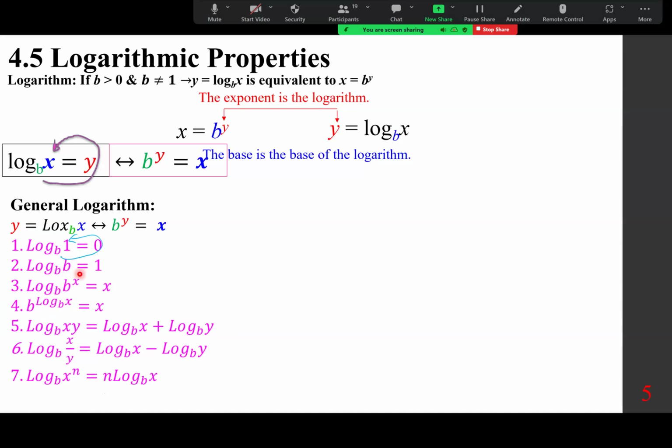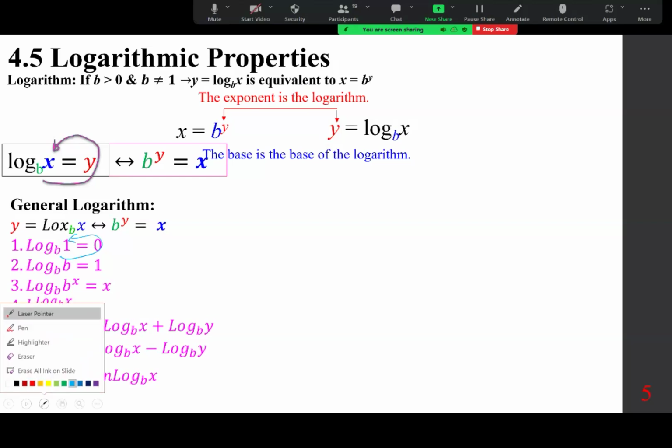Log base b of b to the power of x is x. If you go with the arrow, b to the power of x becomes b to the power of x. B to the power of log x base b equals x, which means if you raise b to the power of log, where that log has the same base as this one, the argument will take over.